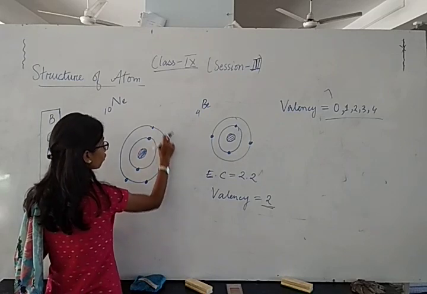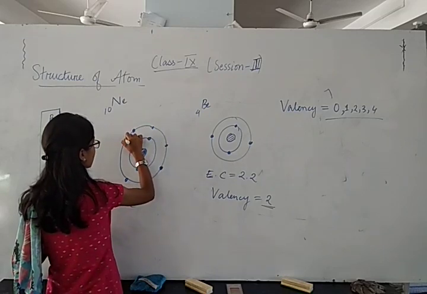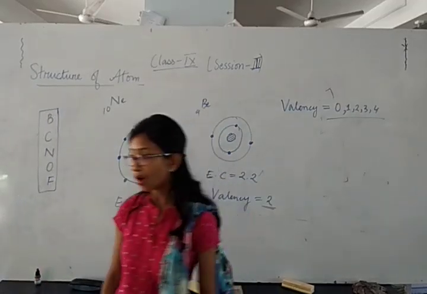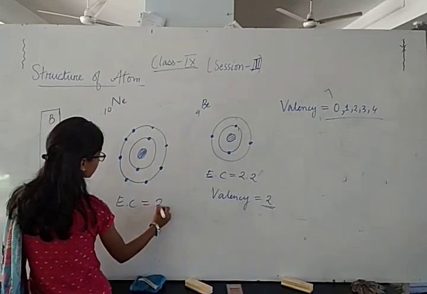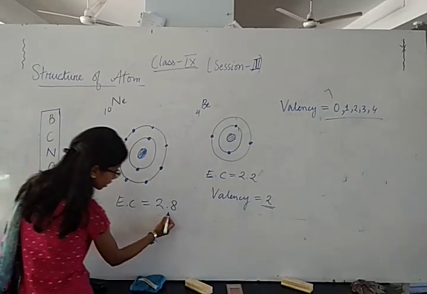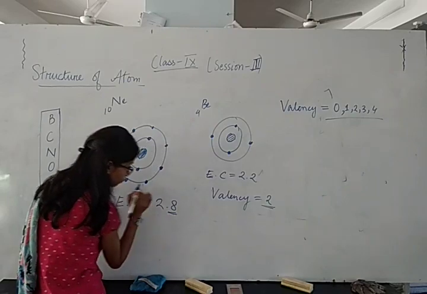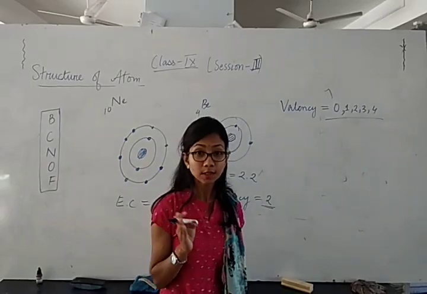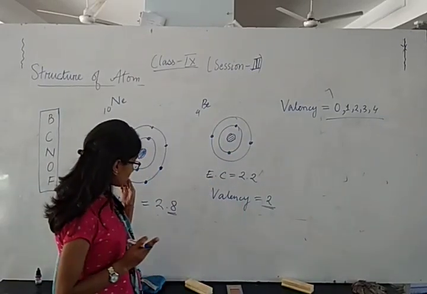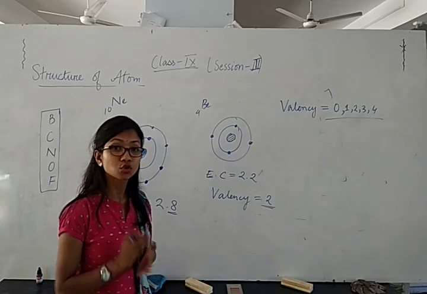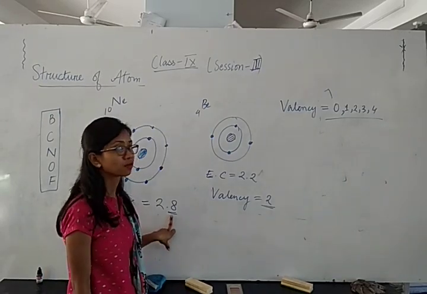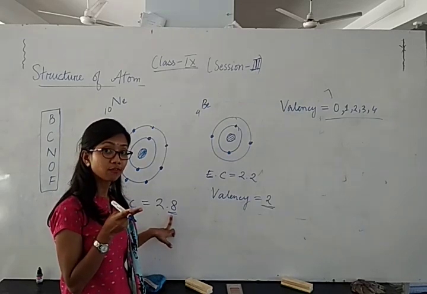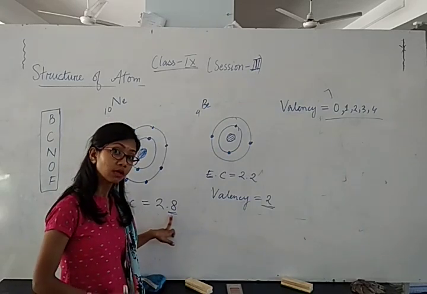1 2 3 4 5 6 7 8. So this is the structure of neon. Now the configuration is 2, 8. Whenever you see 8, from the point that I gave in the last session, the number of electrons in the outermost orbit should be 8. See, it's 8. For helium it was 2. That is, they are fulfilling the number of electrons that must be present in the outermost cell.